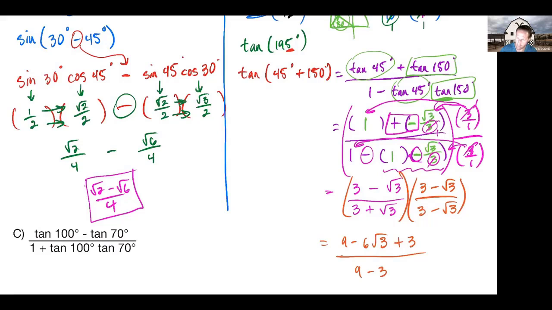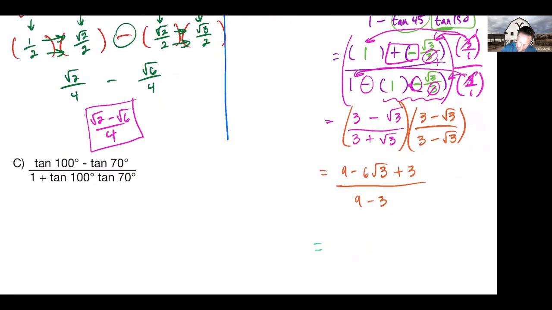The denominator, I don't have to FOIL distribute out the whole set because they are conjugates. So I only have to do the first 2, which is 9, and the last 2, which is a negative 3. Now, cleaning this up just a touch, we would be able to get the like terms together. 9 and 3 is 12 minus 6 root 3.